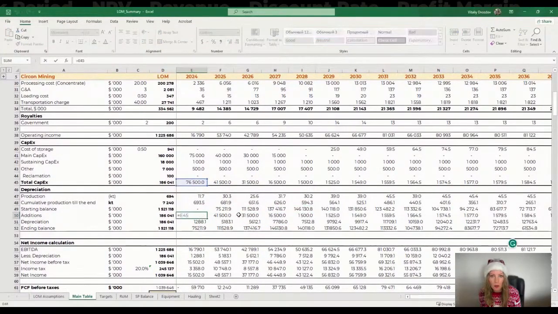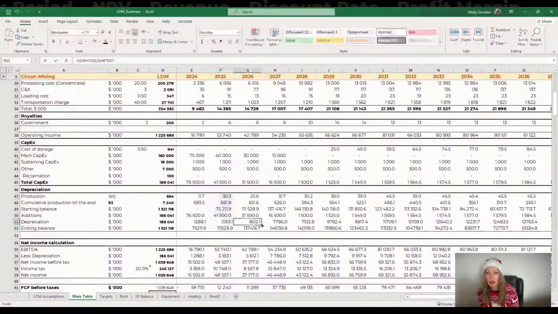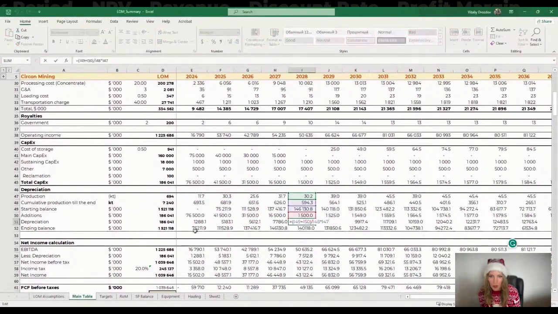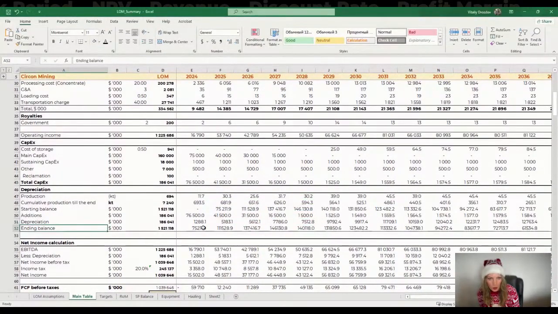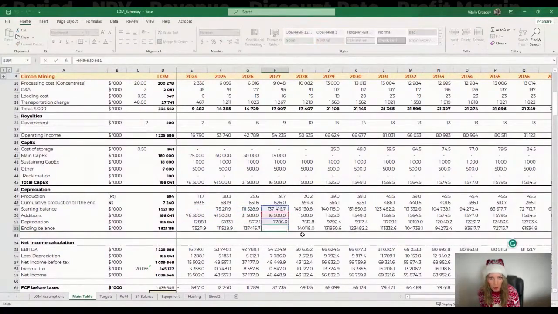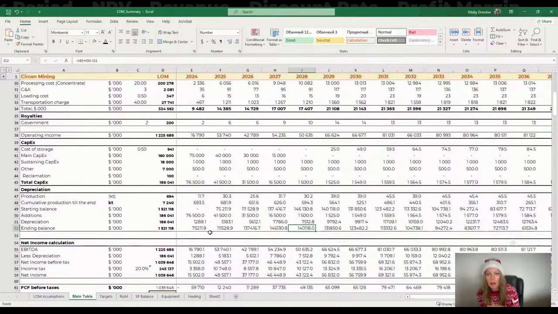The starting balance is the balance at the beginning of the period, essentially the end of the previous one. The additions line will reflect any additional capital expenditures and costs, and depreciation itself is calculated using the formula: starting balance plus additions, divided by cumulative production till the end, and then multiplied by the production for the period. And this method is just one way to calculate depreciation. And finally, the ending balance is determined by taking the sum of the starting balance and additions and then subtracting depreciation.